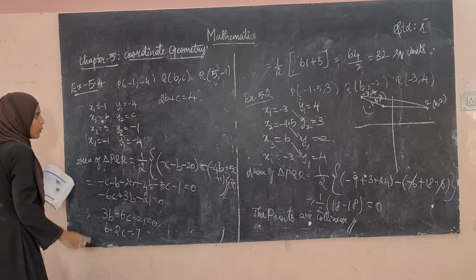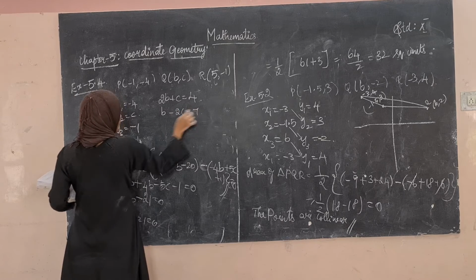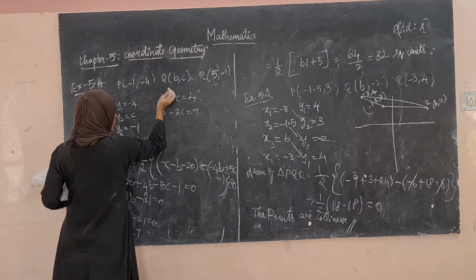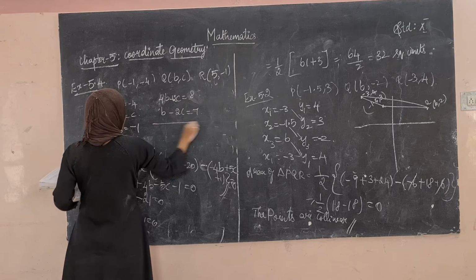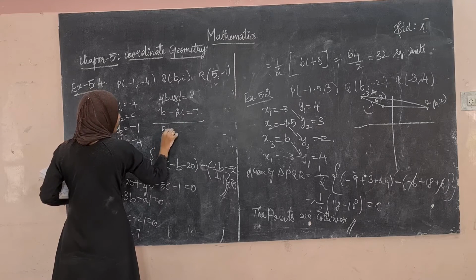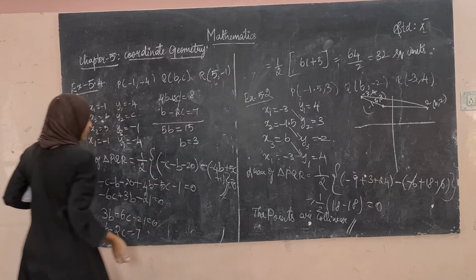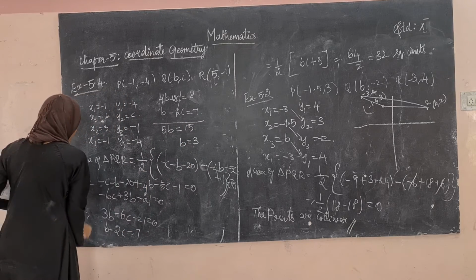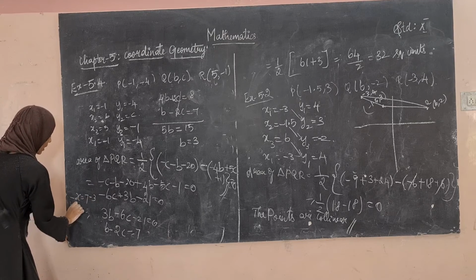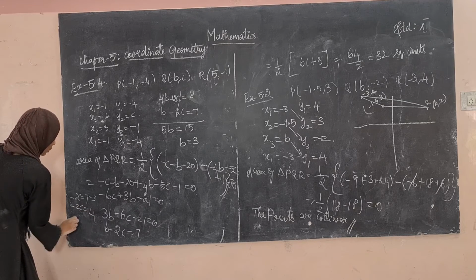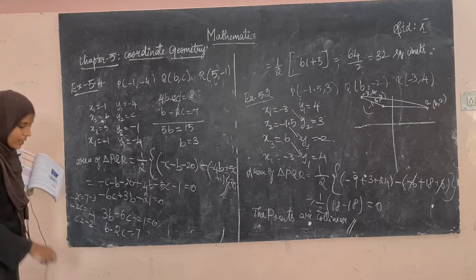Here 2B plus C is equal to 4. Bring this here. B minus 2C is equal to 7. So multiply this term with 2. This is 4B plus 2C is equal to 8. Adding we get 5B is equal to 15. So what's the value of B? B is equal to 3. Yes, if B is equal to 3, we get minus 2C is equal to 7 minus 3. So minus 2C is equal to 4. So C is equal to minus 2. Okay, the value of C is minus 2 and the value of B is 3.